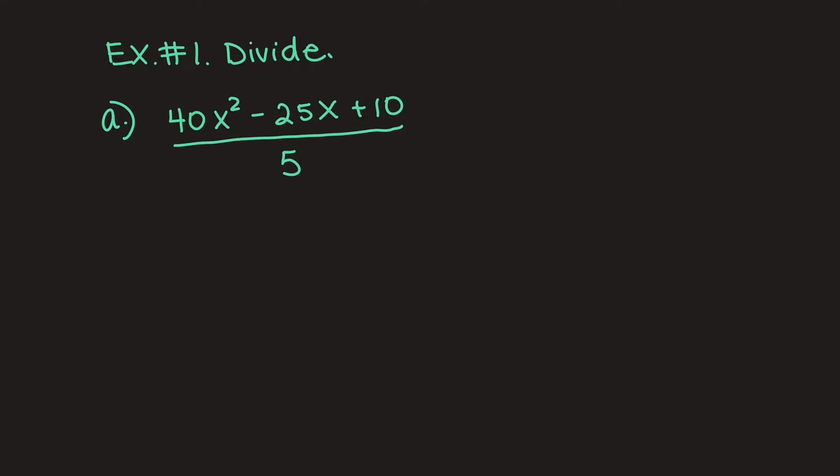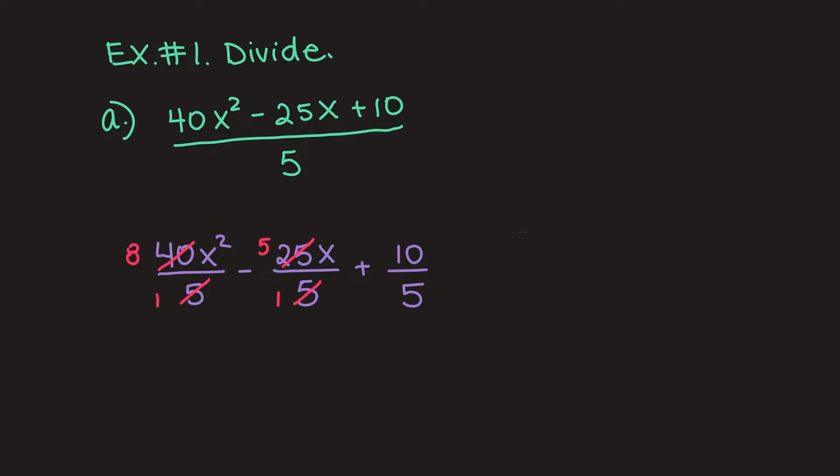So let's divide the following. We have a polynomial divided by a monomial. So to divide a polynomial by a monomial, we will divide each term in the numerator by the monomial 5. So we have 40x squared over 5 minus 25x over 5 plus 10 over 5. And then we simplify each term. 40 and 5 reduce to 8, 25 and 5 reduce to 5, and 10 and 5 reduce to 2. Therefore, our quotient is 8x squared minus 5x plus 2.